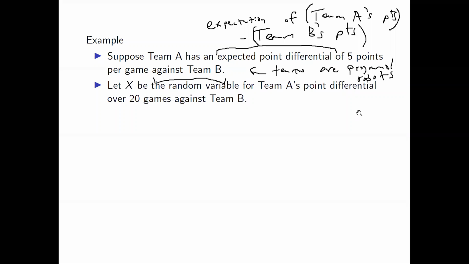So we define a random variable for Team A's point differential over 20 games against Team B. So we look at what's the number of points that Team A gets, what's the number of points that Team B gets, and we take the number of points for Team A minus the number of points for Team B.